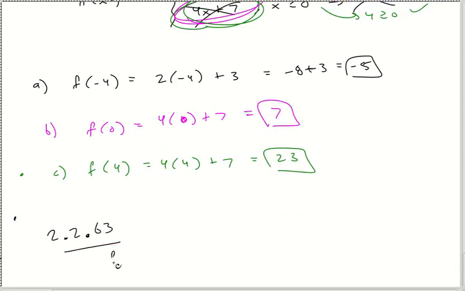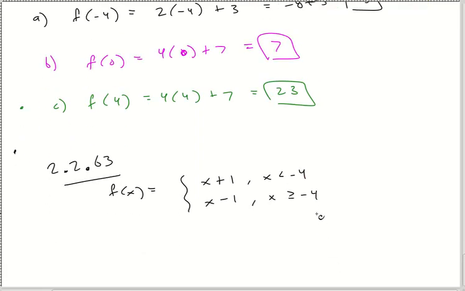263. So I've got f of x is equal to x plus 1 and x minus 1. And they give me constraints saying that x is less than negative 4, and then I got x is greater than or equal to negative 4. Okay. I like to think of this as on the left side because it's less than, and I want to see this as at the right side because it's greater than. Left side less than, and right side greater than.